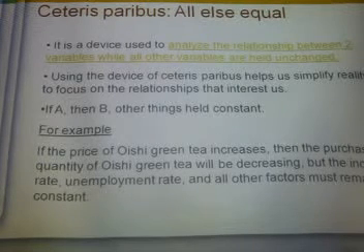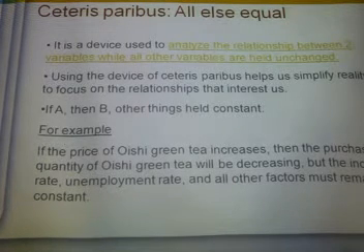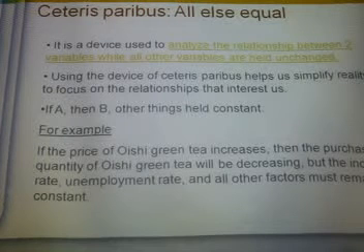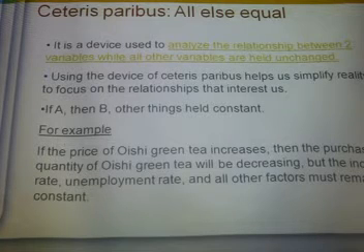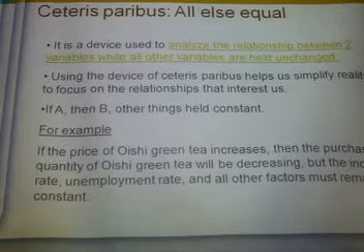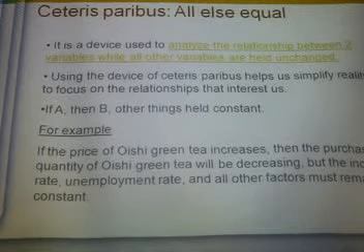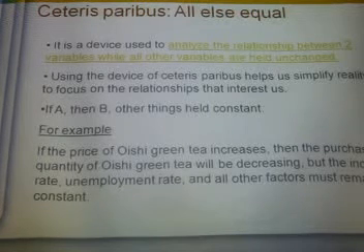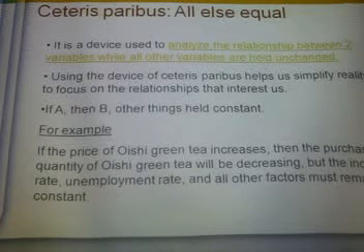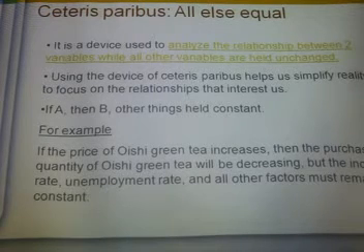And you should remember this one: if A, then B, other things held constant. Still confusing? Okay, let's see an example. If the price of Oishi green tea increases, what would you do? Will you buy it? No, I won't buy. You would not buy if the price increased, so the purchasing quantity of Oishi green tea will decrease. But the income rate, unemployment rate, and other factors must remain constant, which applies the rule: if A, then B, other things held constant.